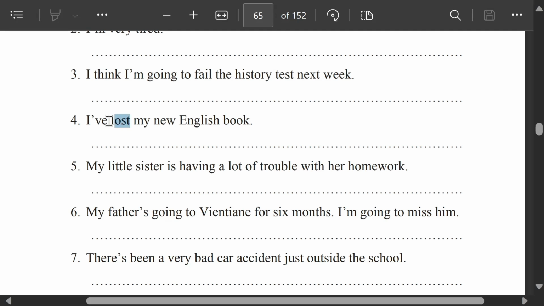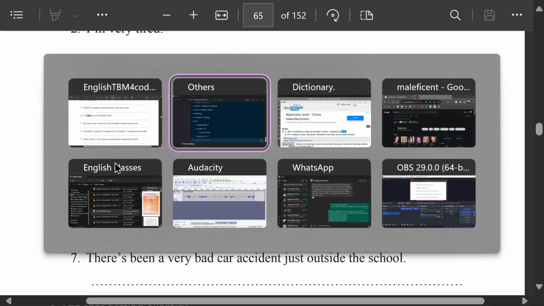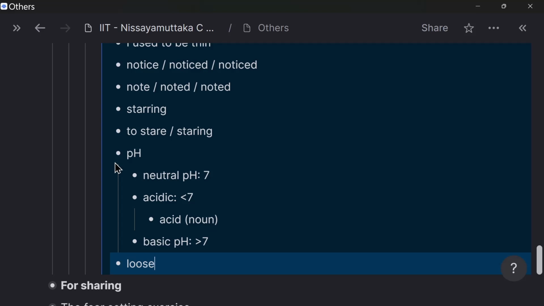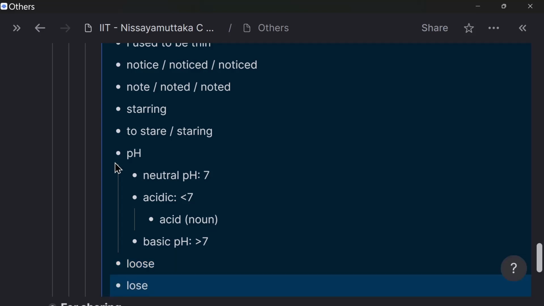Okay, I've lost my new English book. I have lost. This is present perfect. I have lost. What is the normal form of this verb? Lose or loose? There are these two words a little similar, you see? Loose and lose. Remember? Which one? The last one, right? Yes, lose, the verb here. This is lose with a Z, okay?